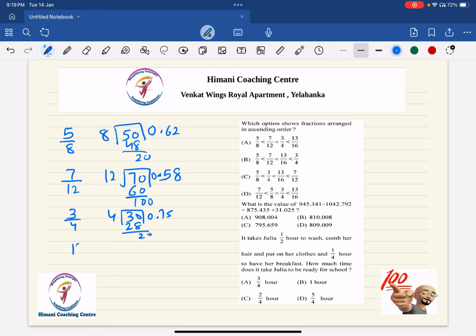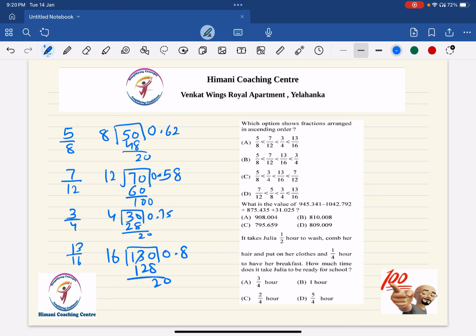And then we have 13 by 16. So let's do that. 13 divided by 16, put a 0, put a decimal. Now 16 table, you should know the tables till 20 by heart. Now 16 6s are 96, 16 sevens are 112, 16 eights are 128. Okay, then you get 130 minus 128, 2, and this.